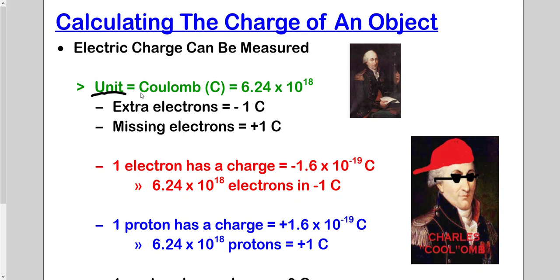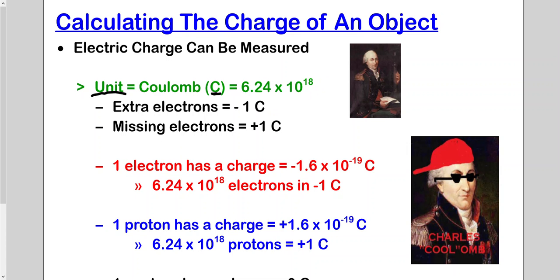And so 1 unit of charge is 1 coulomb, and that has a specific value. It's a number, 6.24 times 10 to the 18th. So this is a coulomb. We remember the mole, right? The mole is a number. It has a specific value. A coulomb is a number. It has a specific value. That number is 6.24 times 10 to the 18th. I would encourage you to write it in your notes, but it is also on your equation sheet.